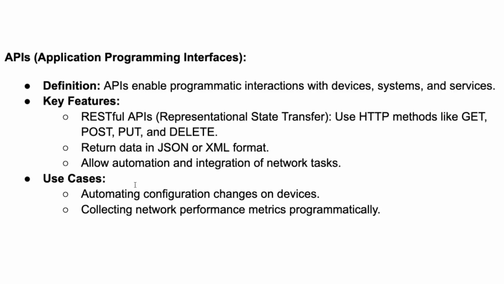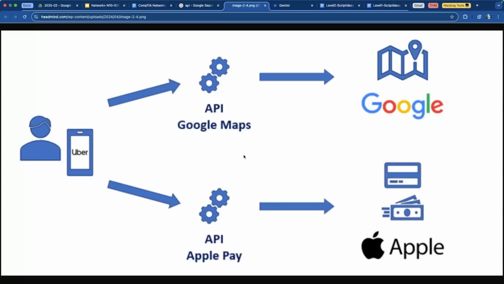So I think a good way to actually give you a visual for this, let me find a really good visual for this. Okay, this is a pretty decent example. So the Uber app, right? When you connect to the Uber app on your phone, there are several APIs that come into play to actually make Uber function. One of them is the Google Maps API. So Uber connects to the Google Maps API and then accesses Google Maps so that the GPS part of Uber can actually work.